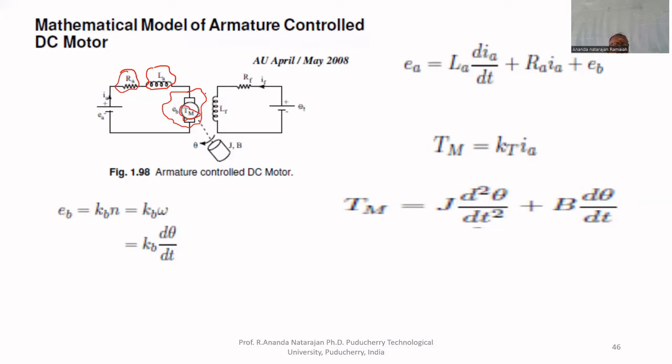That's why it is rotating. What is back EMF? Back EMF is the EMF generated in the armature of the motor.